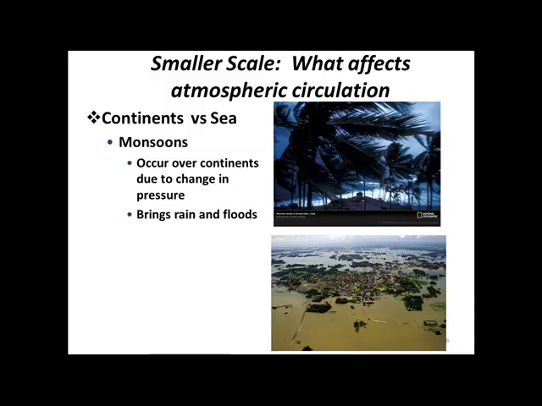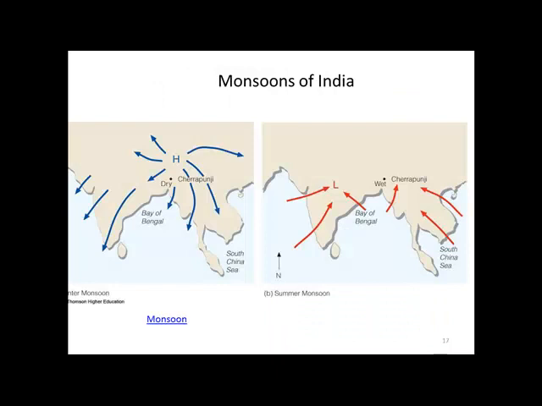One event that's caused by the continents versus the seas is called the monsoons. These occur over continents due to the change in pressure, and they bring rain and floods into an area. In the winter months in India, you can see a high pressure system caused by the colder landmass, which causes sinking air. The sinking air then diverges out, causing drastic winds and a dry continental area. During the summer months, the continents heat up, causing rising air. Therefore, air and wind rush in from the Bay of Bengal and the seas, causing a wet environment and also cooling down the location. This can cause lots of flooding and lots of rain to occur.